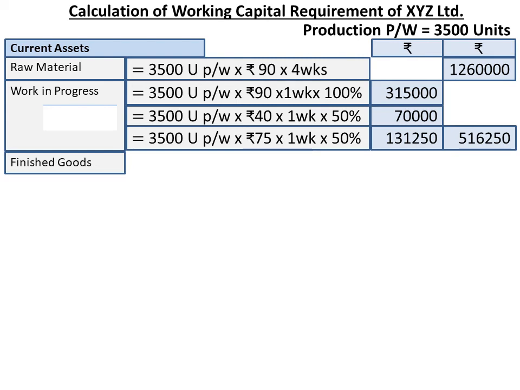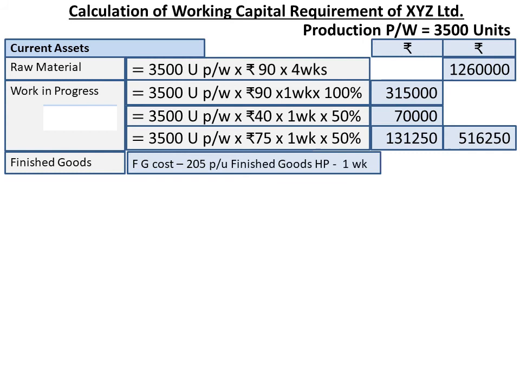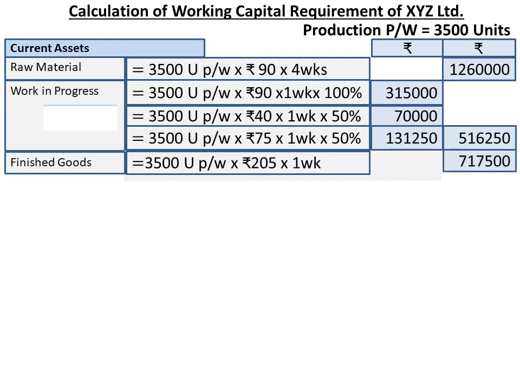Okay. Now next asset is finished goods. In cash cost approach, we always calculate finished goods at total cost excluding depreciation. Now in this question depreciation is not given separately. So we are taking total cost. Therefore, finished goods cost is rupees 205 and holding period is 1 week. So calculation is 3,500 units per week into rupees 205 into 1 week. This comes to 7,17,500.